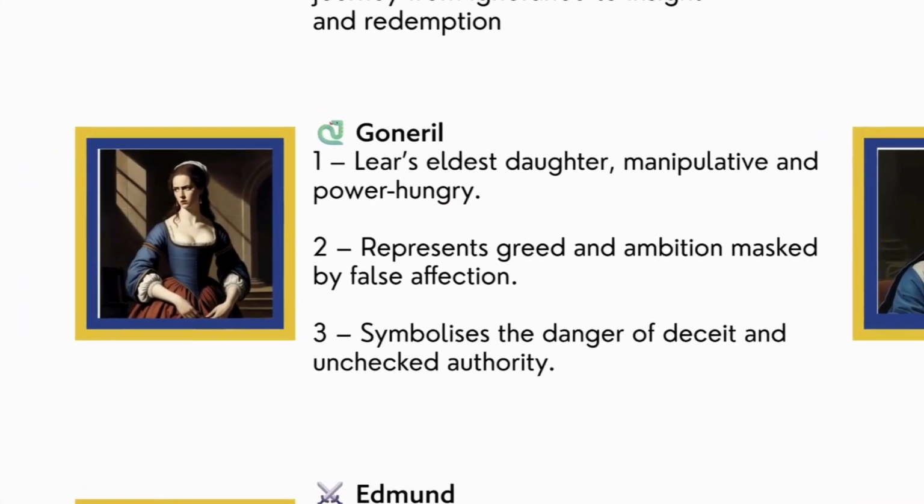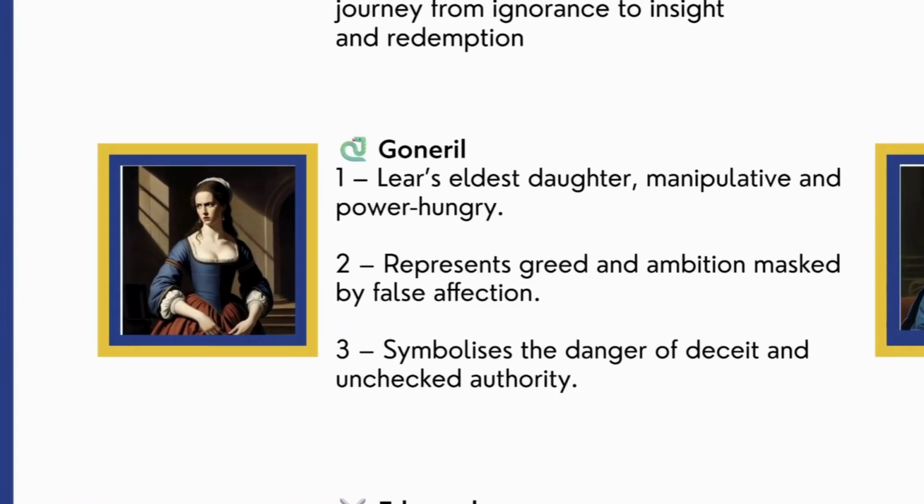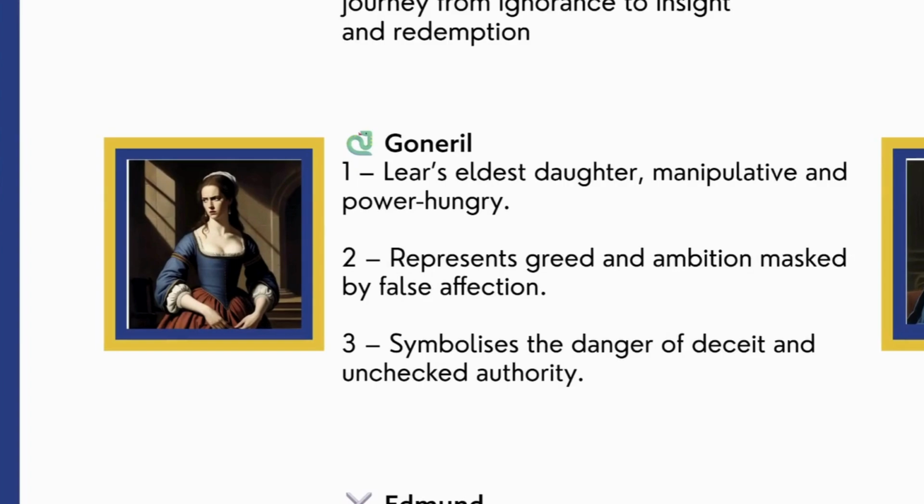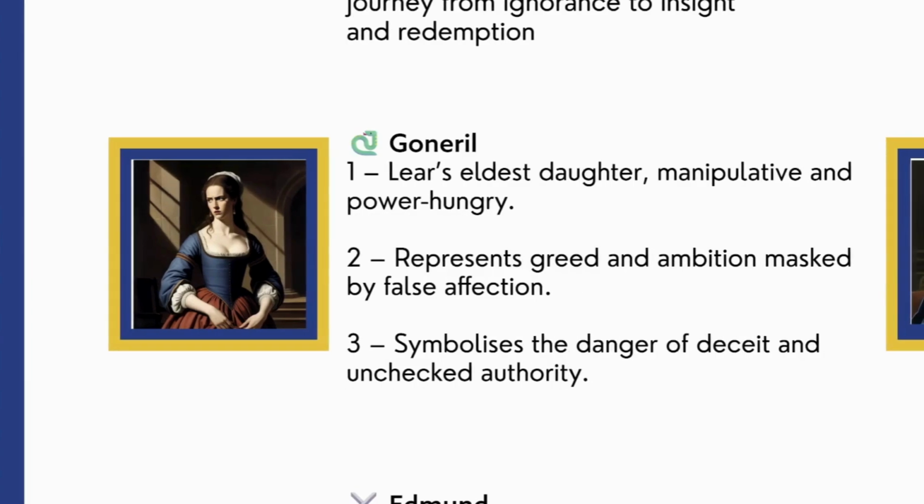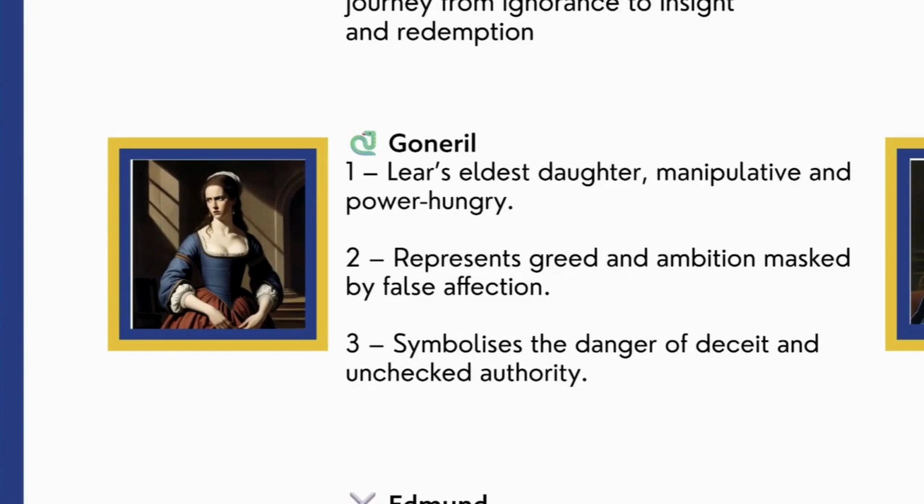Then we have Goneril with the very fitting snake emoji there. So she is Lear's eldest daughter, but she's very manipulative and she's power hungry. So she has almost that tragic flaw within her. So she represents greed and ambition, masked by false affection. She's a very good liar. So she lies to Lear's face and says, oh, I really love you and things like that. But it's just to hide her ambition so she can get what she wants. So she symbolises the danger of deceit and unchecked authority. You've got to watch what you're doing around Goneril.